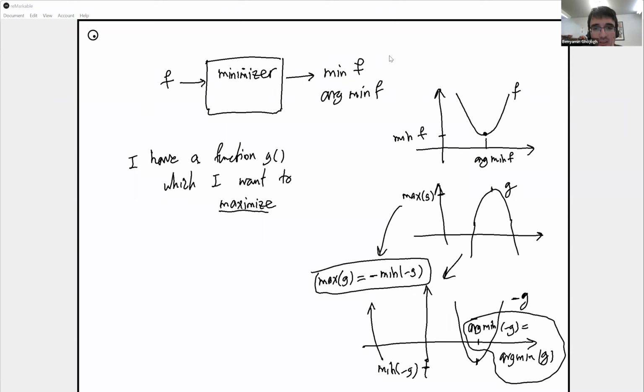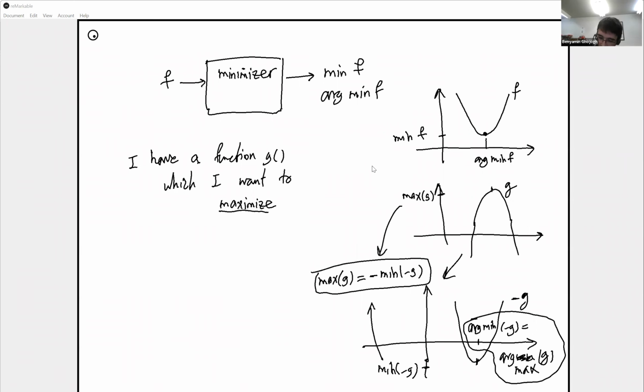Someone said their absolute values are equal. Yes, their absolute values are equal. But if the sign is important for us, then we need to take care of the sign. We can have the same discussion for a black box which is a maximizer. It gives us max f and argmax of f. Then if we want to minimize the function g, the minimum of g is equal to minus max of minus g, and argmax of minus g equals argmin of g. Yeah, I think this should be argmax.